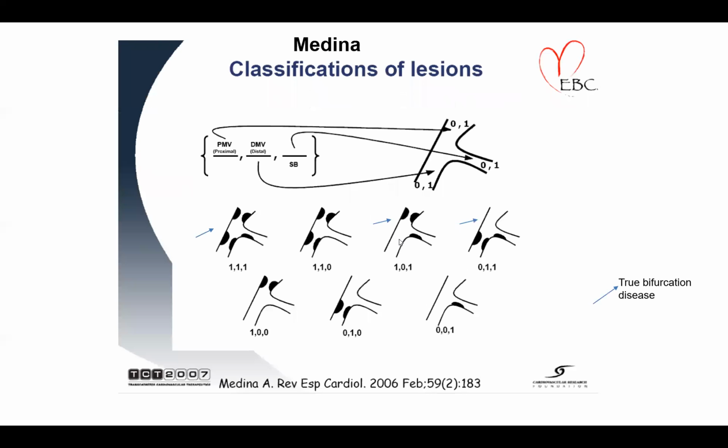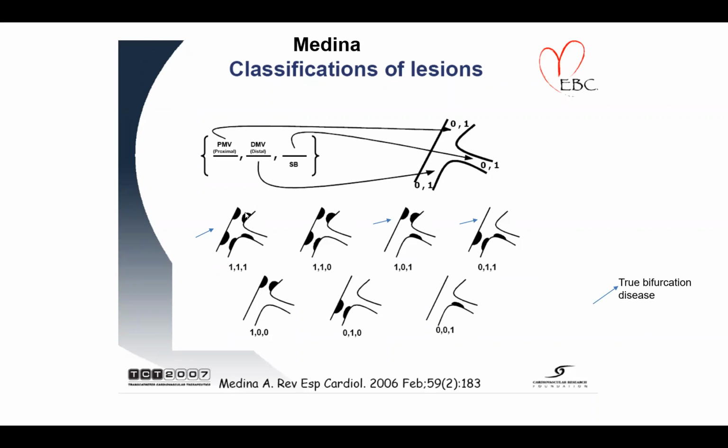I will start by laying out the basics by the Medina classification. The Medina classification gives a number of 0 to 1 to the proximal main branch, distal main branch, and side branch. 1 means you have a stenosis over 50%. That's what's used as a cutoff in bifurcation disease. 0 means no disease or less than 50%.